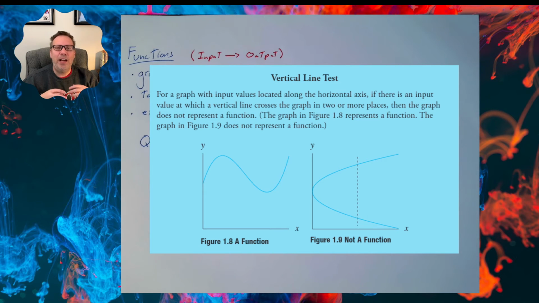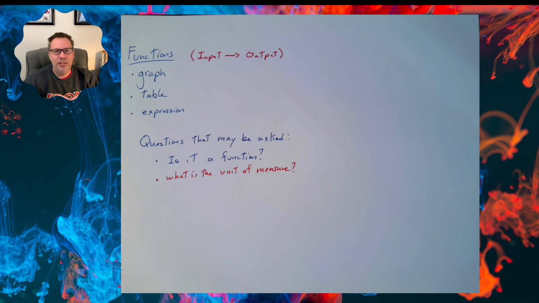So for a graph, what you need to do is basically draw every vertical line that you can think of. Just imagine it. If there are 2 points that are sitting on top of each other, in other words, they have the same input, but two different outputs, then that's not a function.